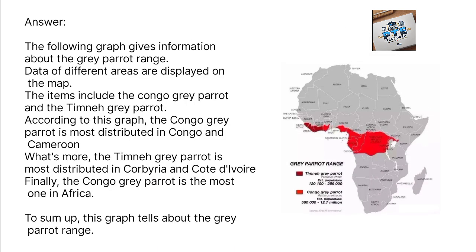The following graph gives information about the grey parrot range. Data of different areas are displayed on the map. The items include the Congo grey parrot and the Timneh grey parrot. According to this graph, the Congo grey parrot is most distributed in Congo and Cameroon.